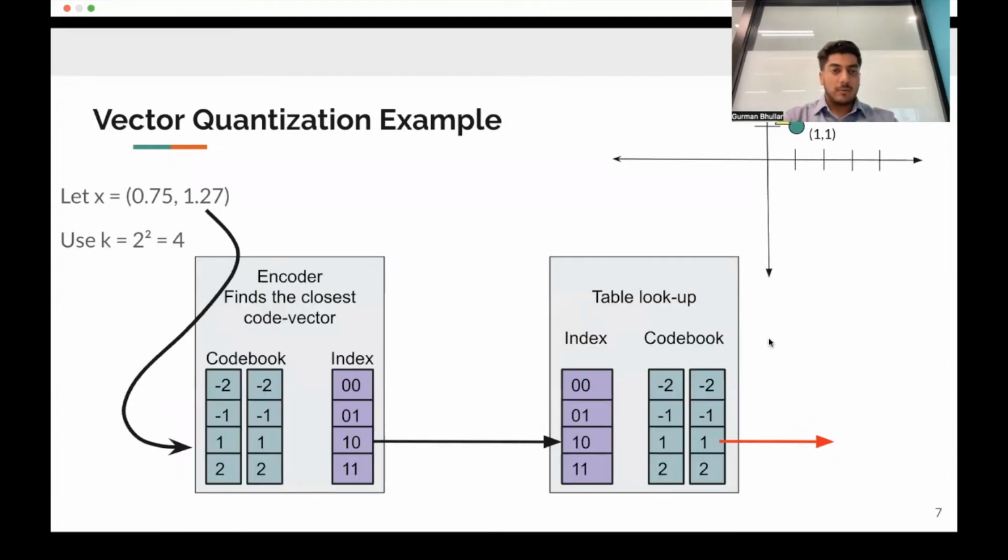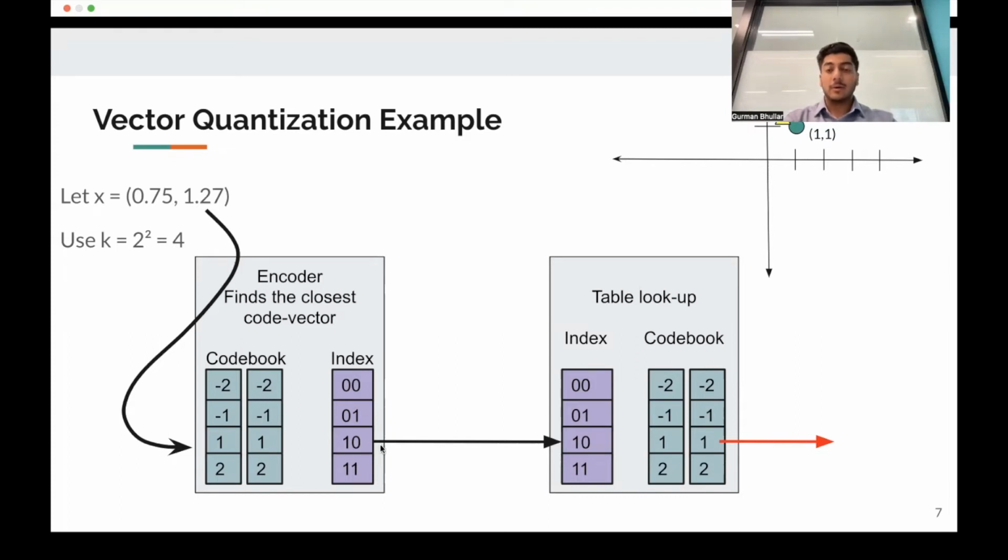Now talking about one more example. This is the whole code book that we have generated. Let's say there's one new point that is introduced: x equals (0.75, 1.27). We'll find out which code word this point is nearest to. Out of all these four, it is nearest to (1, 1). So we will match this x with this particular code word in the code book and give it a particular index. And this is how encoding works.